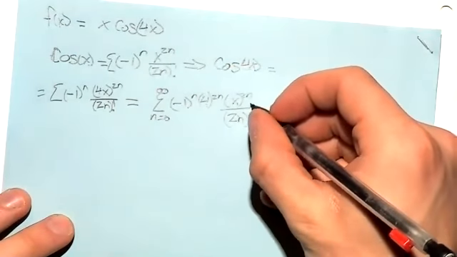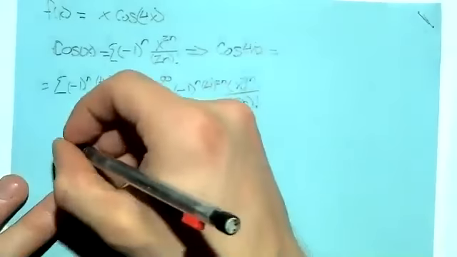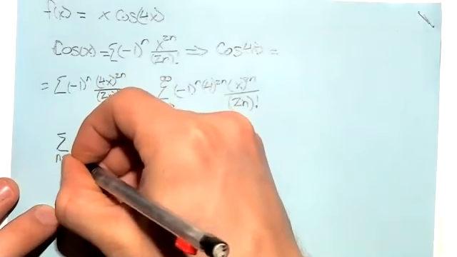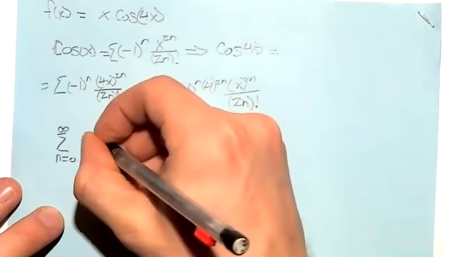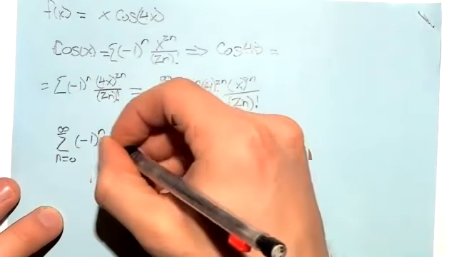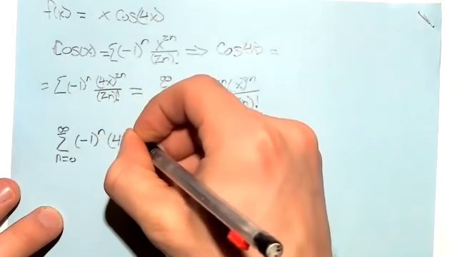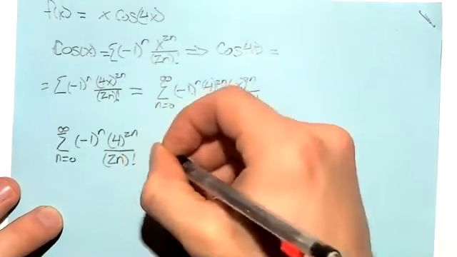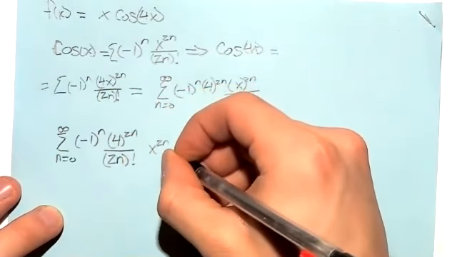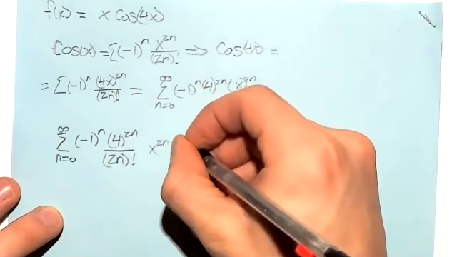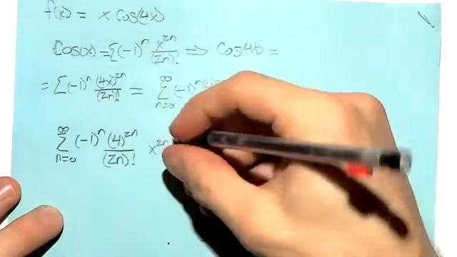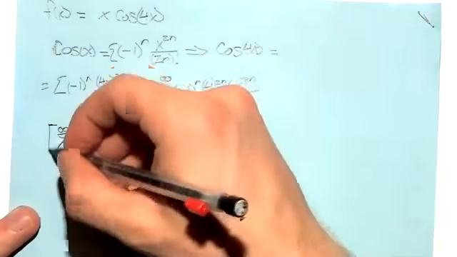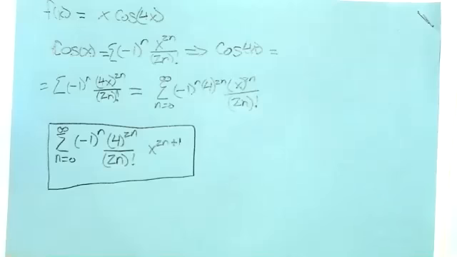So when we take this and multiply by x to the first, we're going to be left with, I'm going to write this pretty neat compared to what I've been writing, the summation of n equals 0 to infinity, -1 to the n, 4 to the 2n, divided now by 2n factorial. We have x to the 2n times x, so it's x to the 2n plus 1. And that right there will be your final answer for that question.